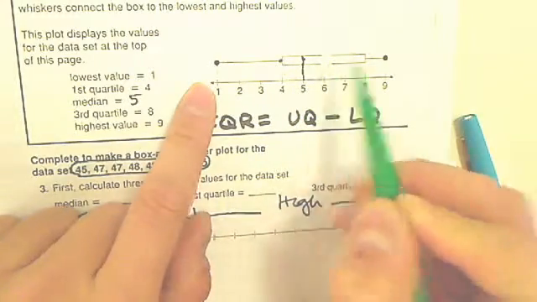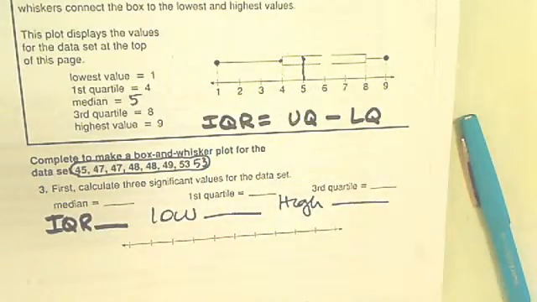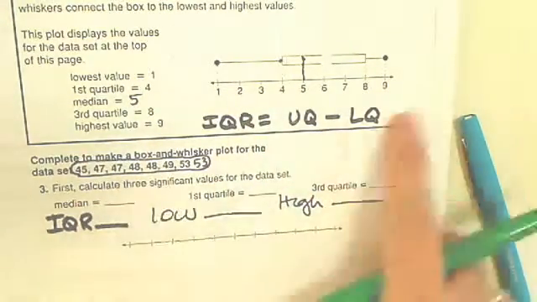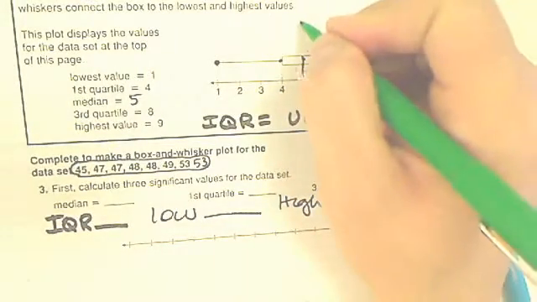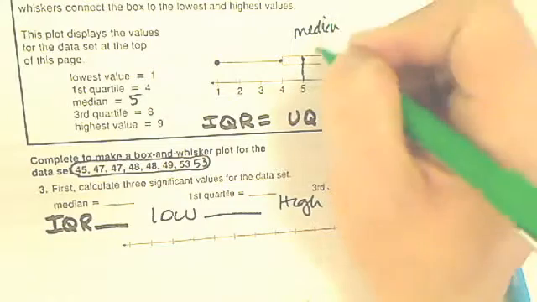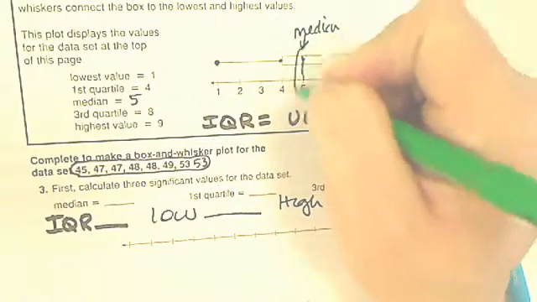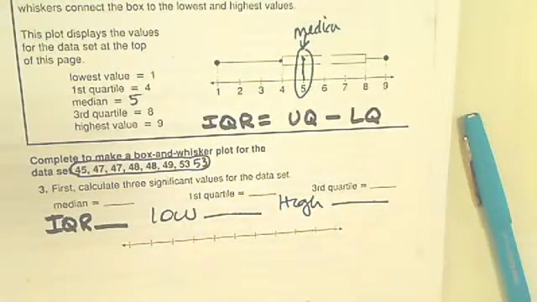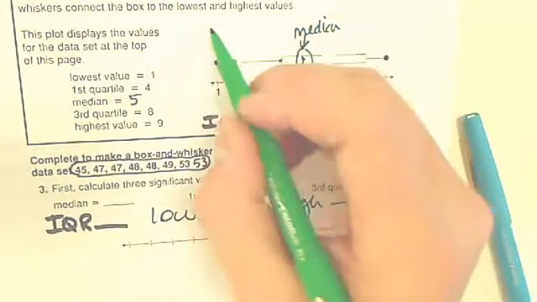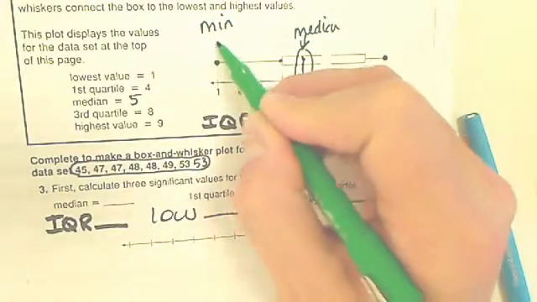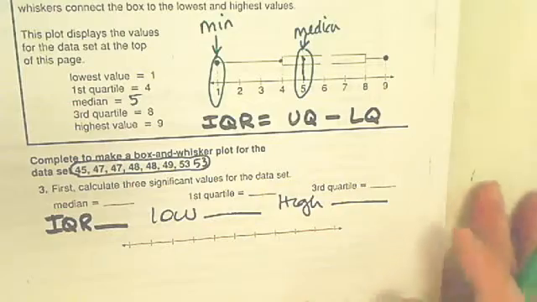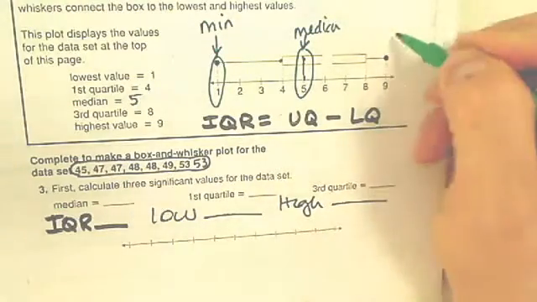What do I know my middle number is? What's my middle number for this example right here? Not 6. 5, right? Median's 5. So right here, the median is 5. What's my lowest number? 1 is my lowest, or my minimum number, right? And then my maximum? 9. My maximum is 9.